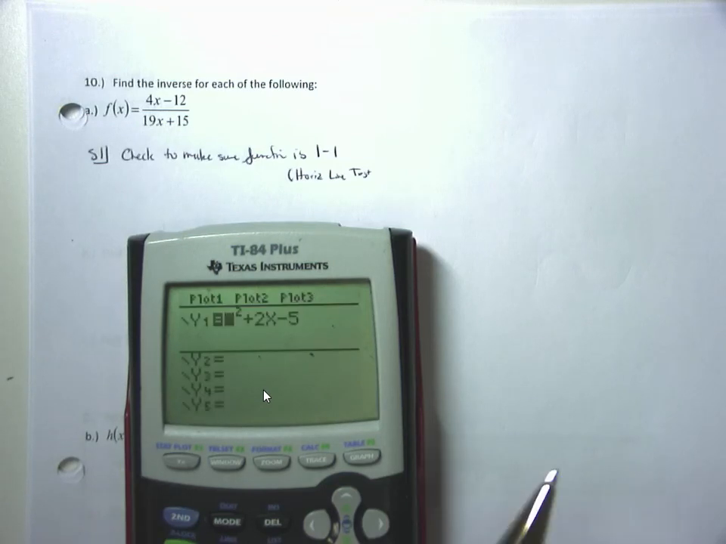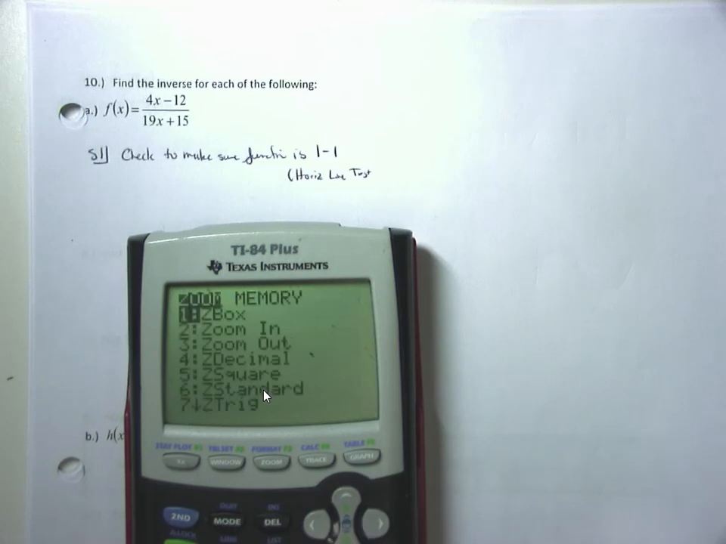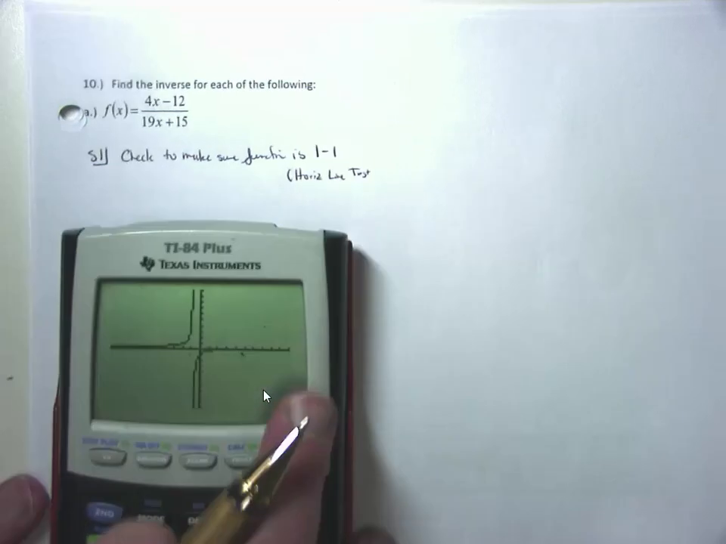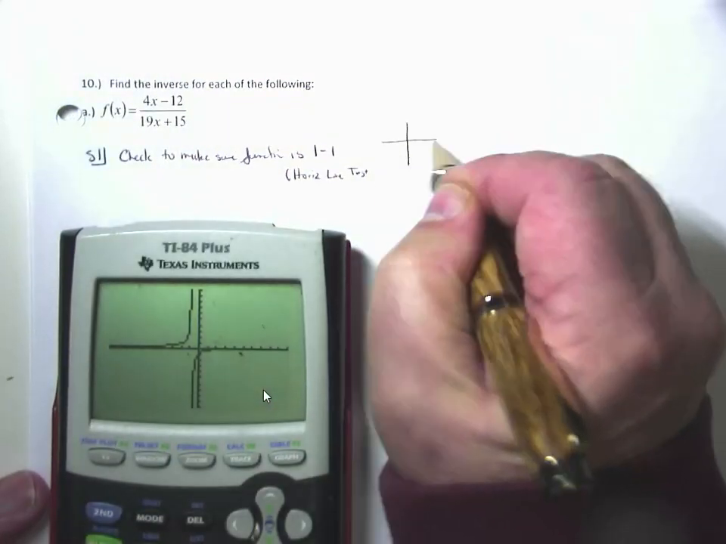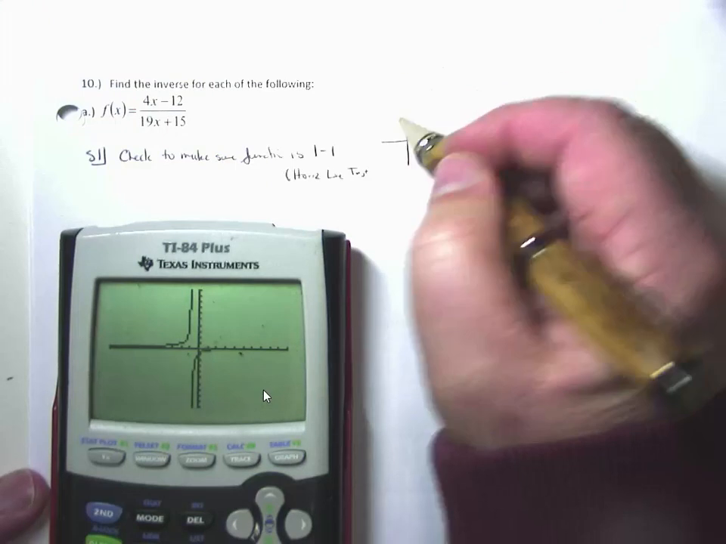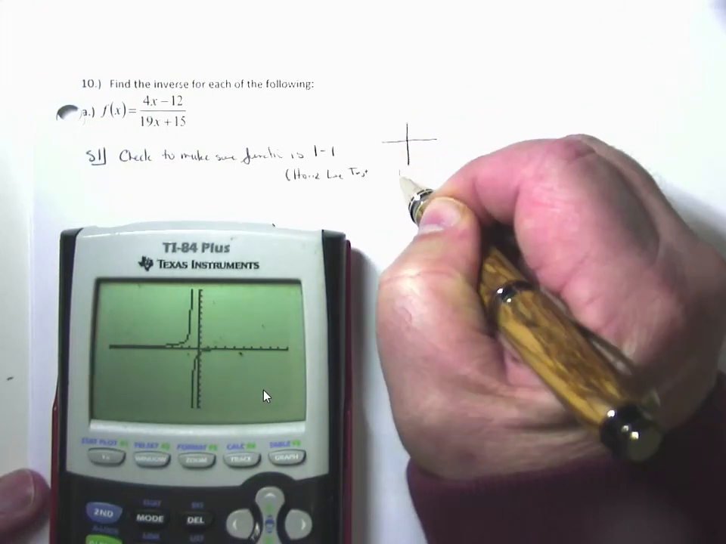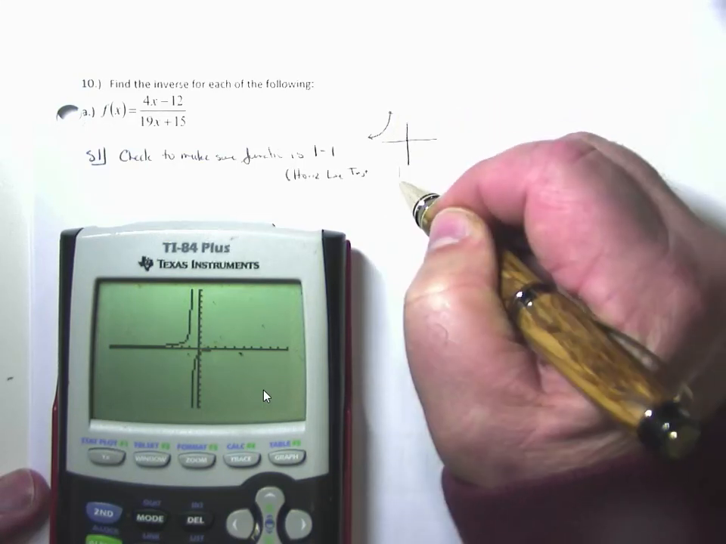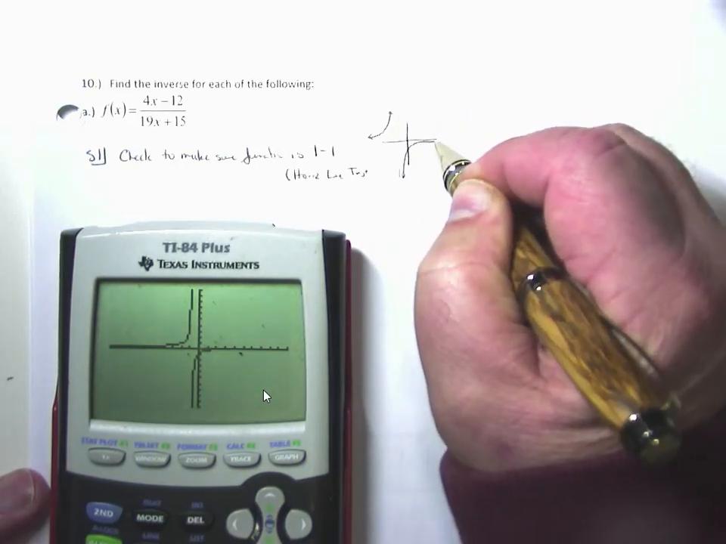So I'm going to go to y equals and clear out the old graph there. I'm going to type in parentheses 4x minus 12 divided by parentheses 19x plus 15. And I'm going to do a zoom standard, negative 10 by 10 screen there. And this is what I get. I get a graph that looks like this. Somewhere over here at negative 15/19 is a vertical asymptote, and the graph blows up on this side and blows down and goes this way on this side.